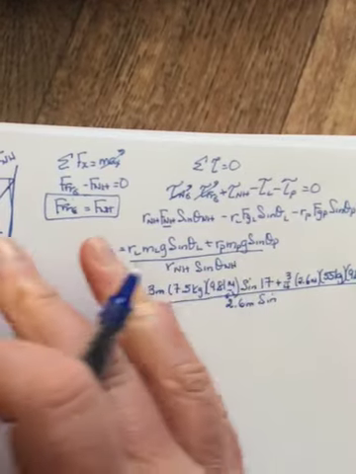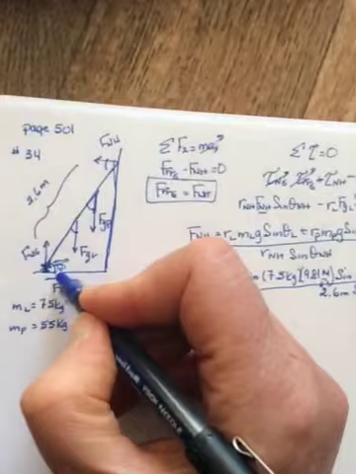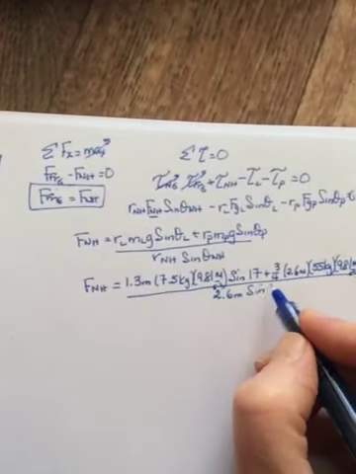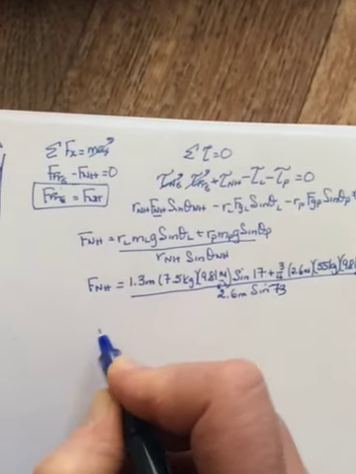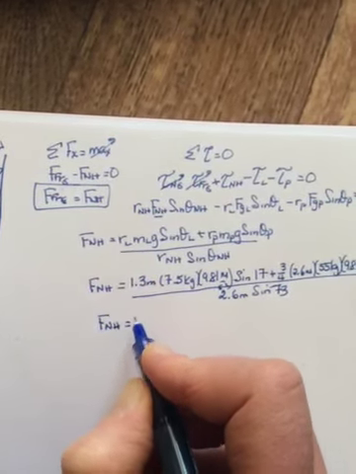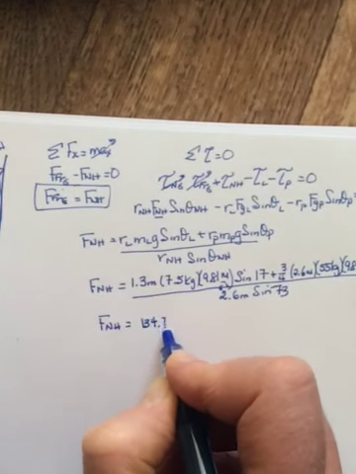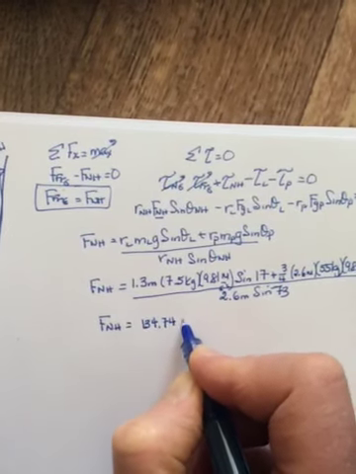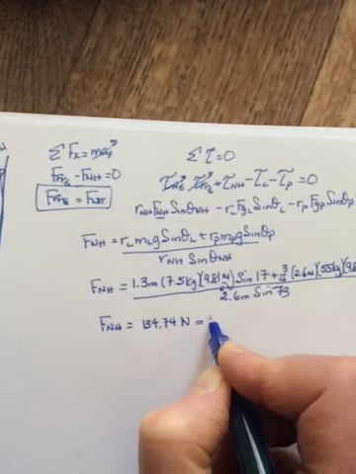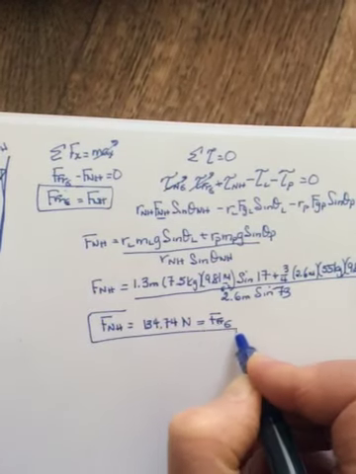And the angle for the normal of the house is this guy, which should be equal to this guy, so 73. And then see if you can punch it in your calculator correctly. If you can, you should get 134.74 newtons. And that will also be equal to the friction on the ground.